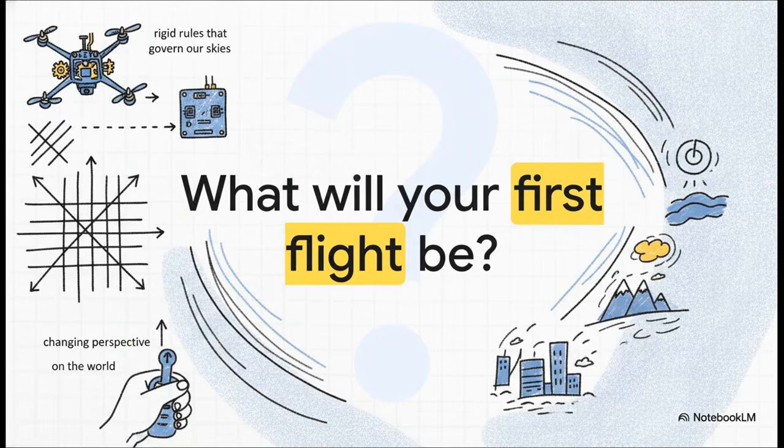We have covered a ton today, from the macro impact of the UAV revolution down to the carbon fiber frame in ESCs and all the rigid rules that govern our skies. With the core mechanics clear and the rules of the sky understood, the only question I have left for you is this. When you finally throttle up and take to the air, how are you going to use this incredible technology to change your perspective on the world?